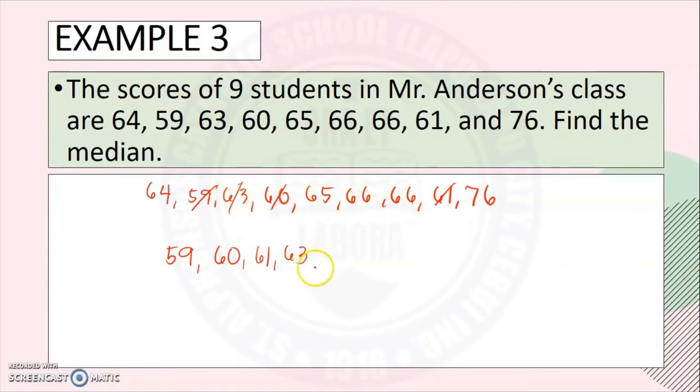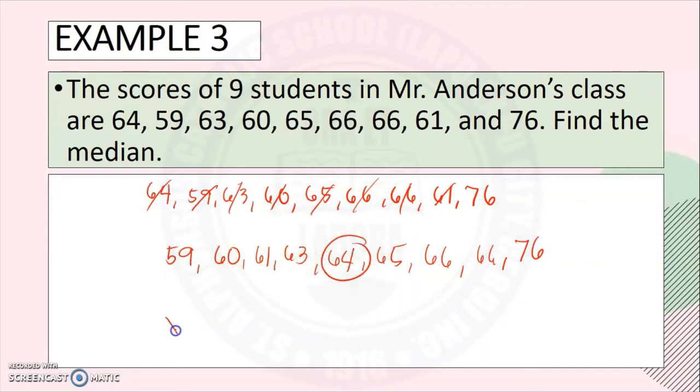Next is 64, followed by 65, and there are two 66s, and then the last one is 76. Okay, next we need to find the middle value. Since there is an odd number of values, there's only one middle value, and that is 64. So that means the median is 64.